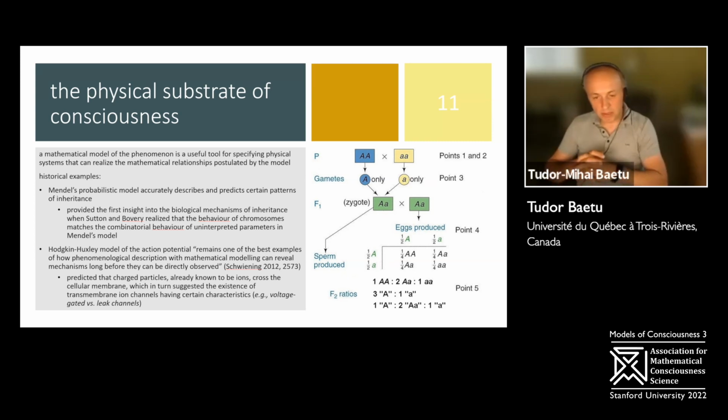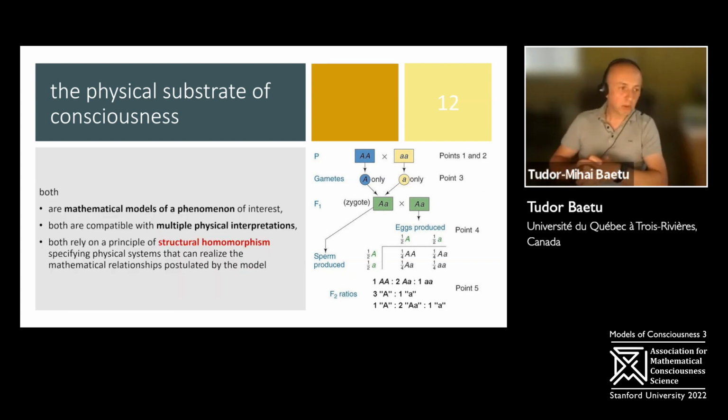The other example that's been discussed in the literature is the Hodgkin-Huxley model of the action potential. And this has been described, I'm quoting directly, as one of the best examples of how phenomenological description with mathematical modeling can reveal mechanism long before they can be directly observed. So what did the model predict? It predicted the charged particles. It was already known that these are ions crossing the cellular membrane of neurons, the axons of neurons, which in turn suggested the existence of transmembrane ion channels having certain characteristics, and the model famously predicted that there must be both voltage-gated and leak channels. So again, the mathematical model provided the first indication about how certain phenomena are implemented in terms of cellular and molecular mechanisms.